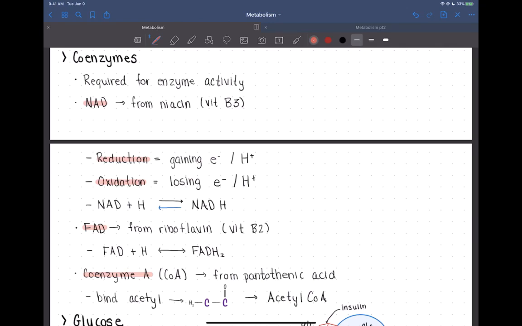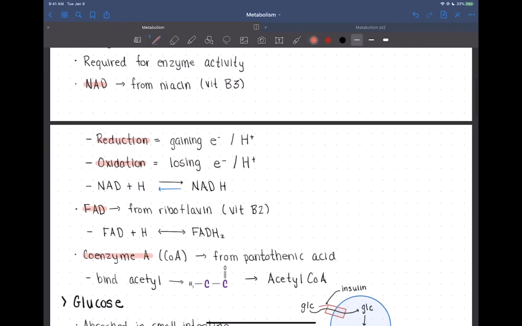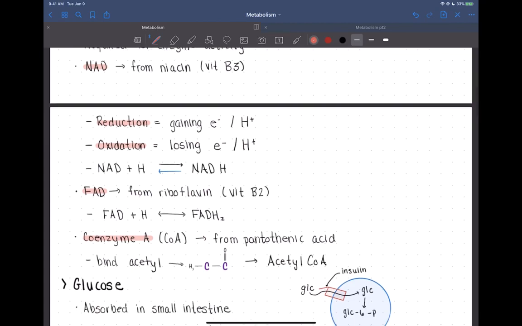And so NAD is derived from vitamin B3, niacin, and it's going to be involved in reactions called reduction and oxidation reactions. A reduction reaction means that a molecule is gaining an electron, or in this case, we're always going to be adding hydrogens for our reduction reactions. Okay, but more generally, it's referring to adding of an electron. We're going to use hydrogen, though, as our specific element. Okay, and then oxidation is losing an electron or a hydrogen.